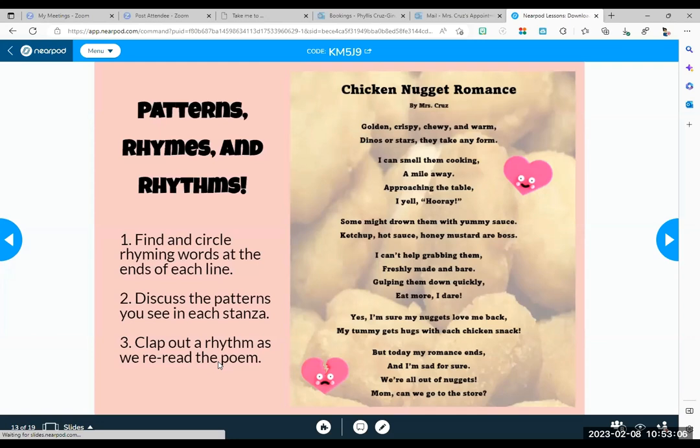Yes, I'm sure my nuggets love me back. My tummy gets hugs with each chicken snack. But today my romance ends, and I'm sad for sure. We're all out of nuggets. Mom, can we go to the store?